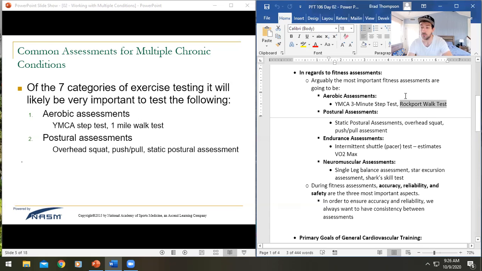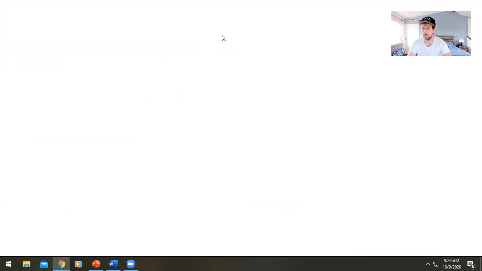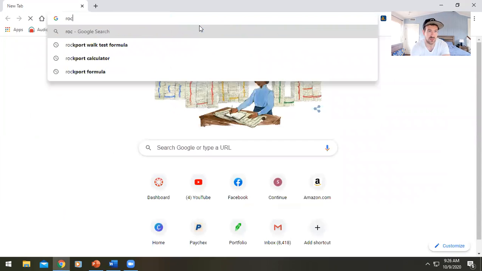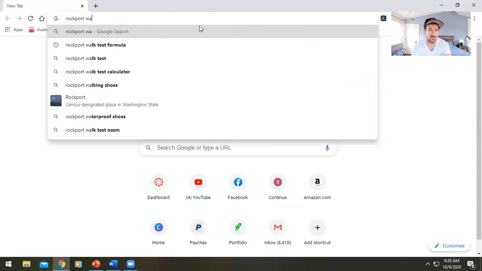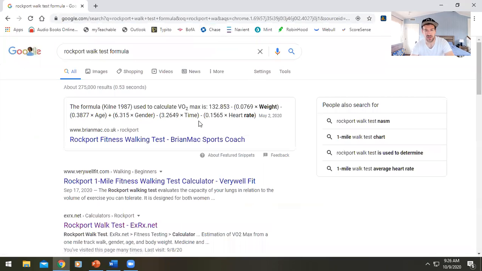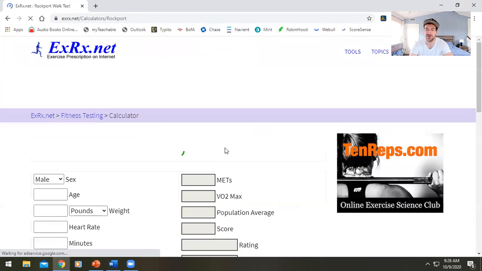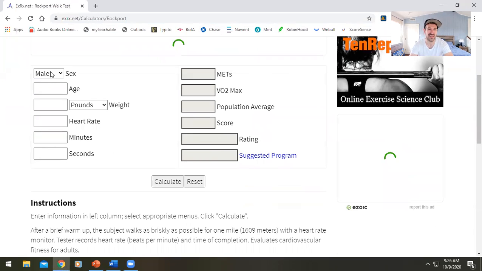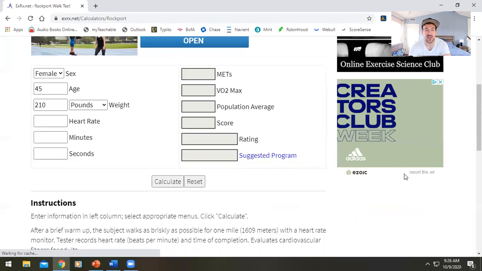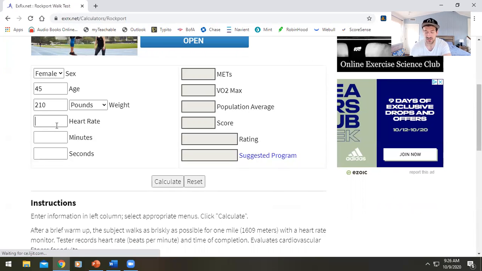So that's the Rockport walk test, right? What we do is we use this big complicated formula that looks like this, by the way, where it's their weight and their age and their gender and their time and their heart rate. A lot of data. But instead of using that, we'll go to a calculator and say our client is female, 45 years old, 210 pounds, and their heart rate at the end of the exercise was, let's say, 145. And it took them 14 minutes and 52 seconds. And I hit calculate.